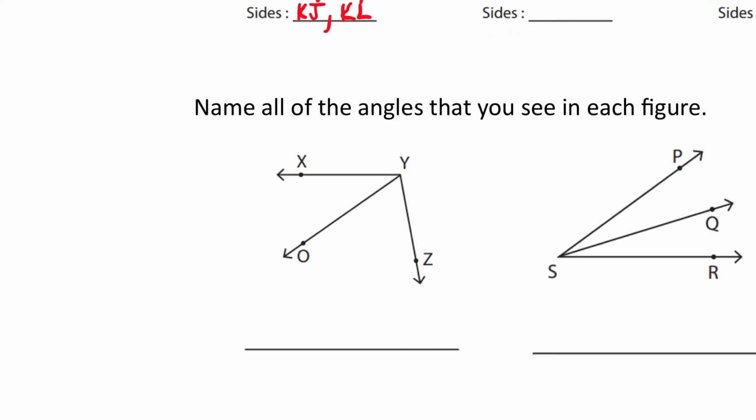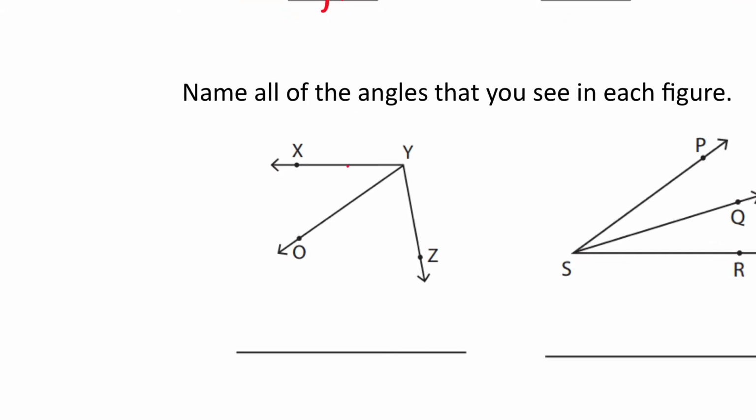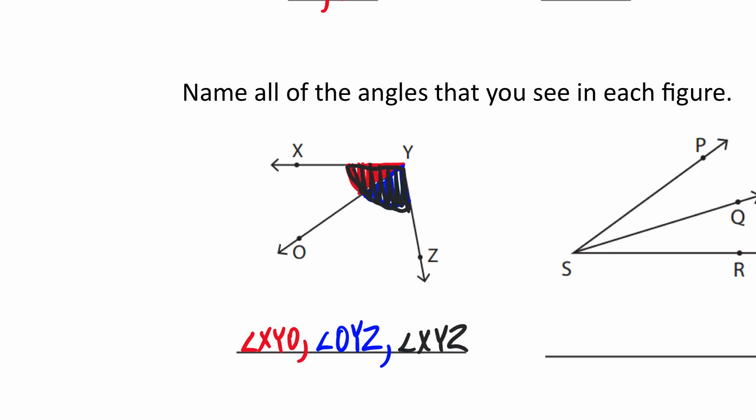On this, we're going to name all the angles that you can see. So let's start off with this angle right here. What could you name this angle? Okay, it is acute, but just the name of it is what? XYO. Okay, angle XYO. What would be the name of this angle right here? Okay, angle OYZ. And then the big angle here, angle XYZ.